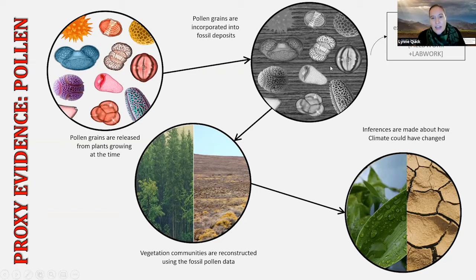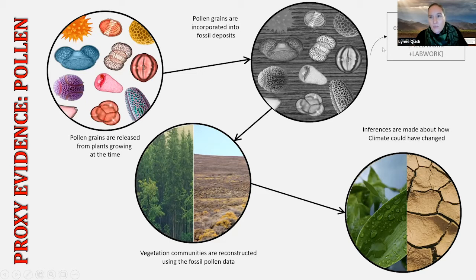So it comes into a lake or a vlei, it then settles down to the bottom, and then we are able to come and do fieldwork, and we extract that sequence of sediment from below a wetland, and within that are the preserved fossil pollen.